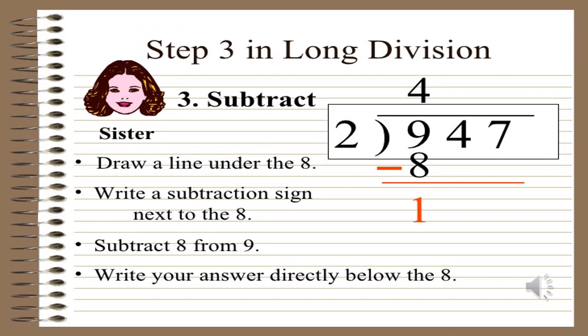After applying the second step, now we have to subtract. Draw a line under the 8, write a subtraction sign next to the 8, subtract 8 from 9, write your answer directly below the 8. So here we have to subtract 8 from 9, we will get 1. 9 minus 8 equals 1.